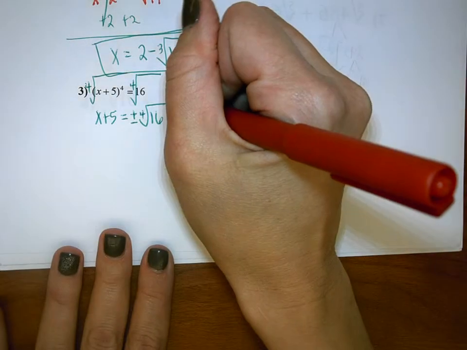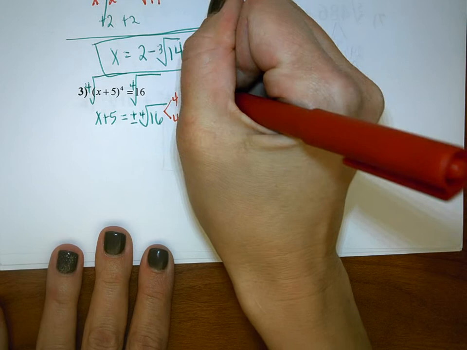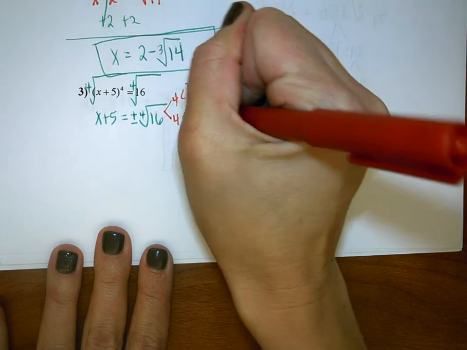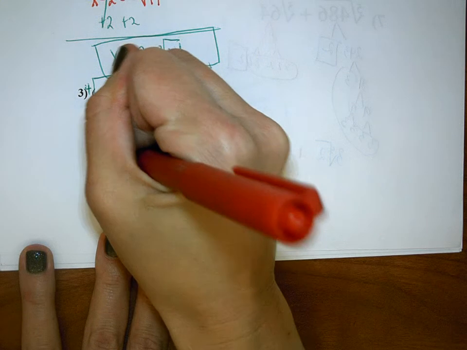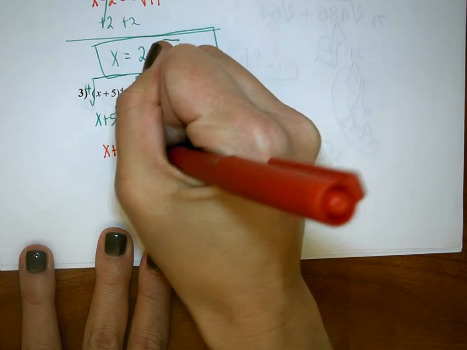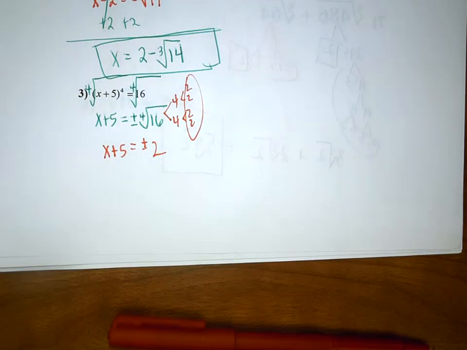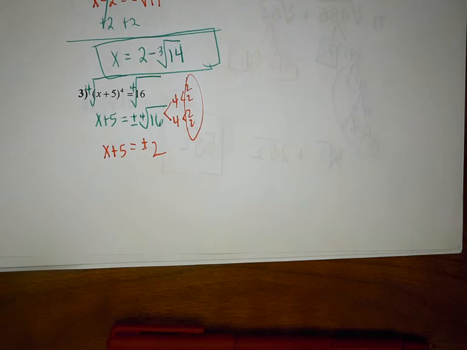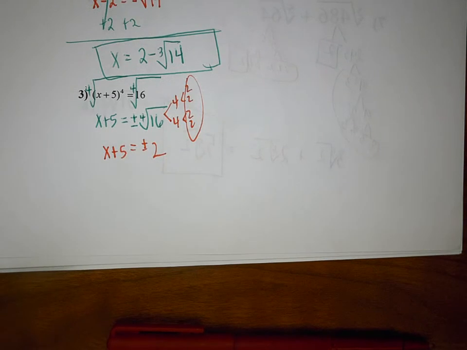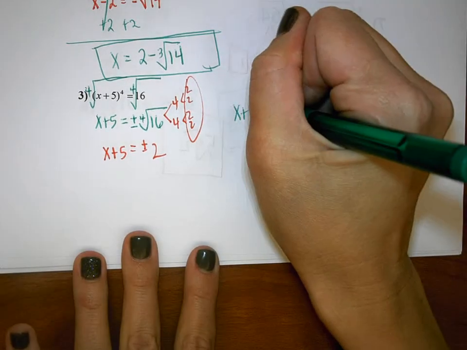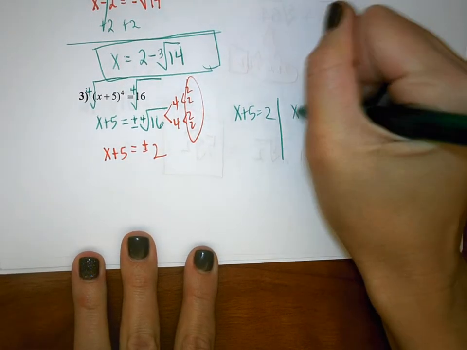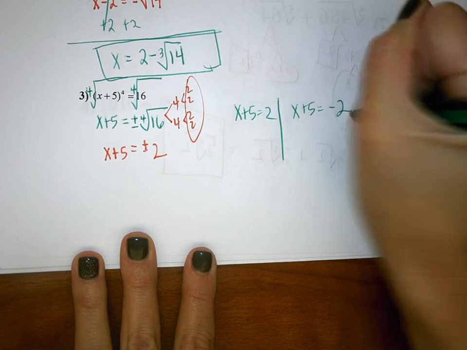Very good. So 16 is 4 and 4, and each of the 4s is 2 and 2. And some of you might already know that without having to show all that work. And so Lillian said x plus 5 equals plus or minus 2. Okay, next step. Sienna. Good. Two equations. X plus 5 equals 2. X plus 5 equals negative 2.